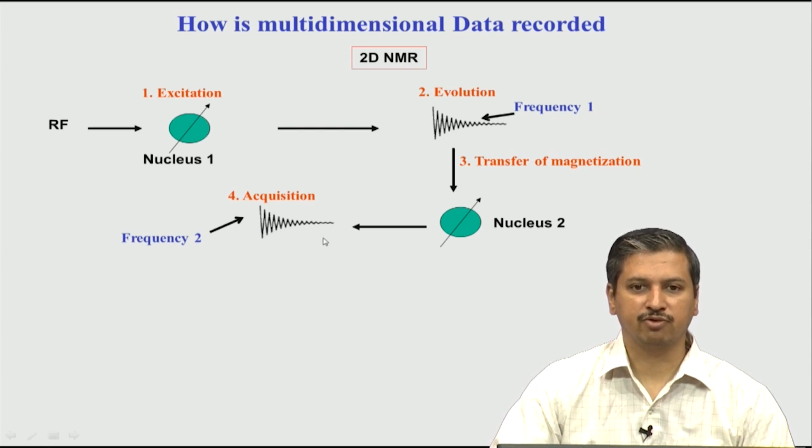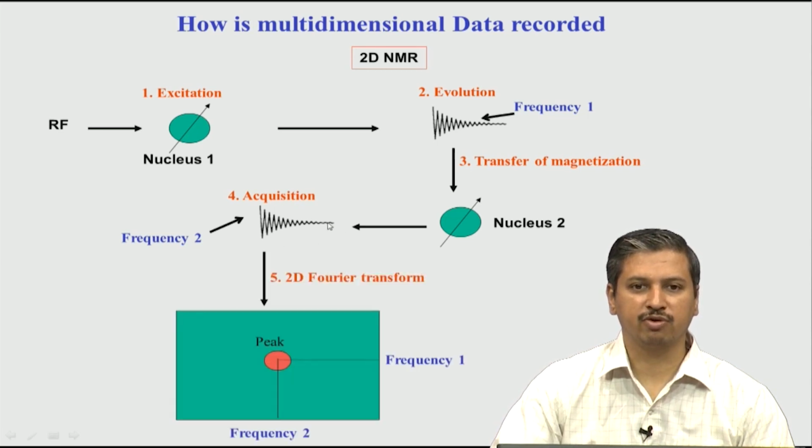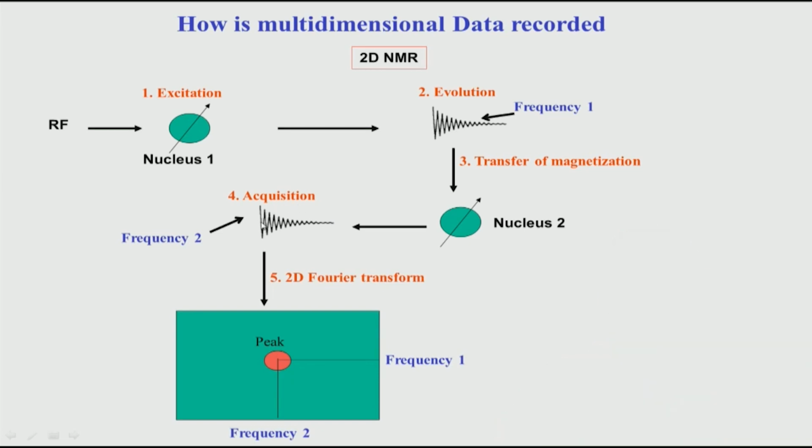Mathematically we will see this a little bit later, but the idea here is that we are not directly detecting the FID here, we are indirectly transferring that to this one, then detecting this FID and doing a Fourier transform. When we do a Fourier transform now, we will not do a simple 1D Fourier transform like we did in 1D NMR, we will do a 2-dimensional Fourier transform. Why? Because this is also one time domain. When it was evolving it was also time, and then here also it is time. So, we actually had two time evolutions, one evolution for nucleus 1 and the second evolution for nucleus 2.